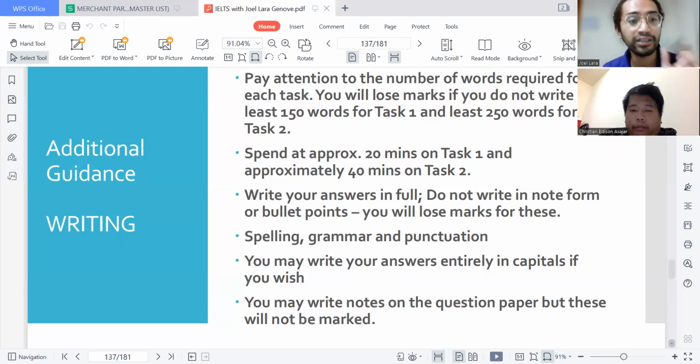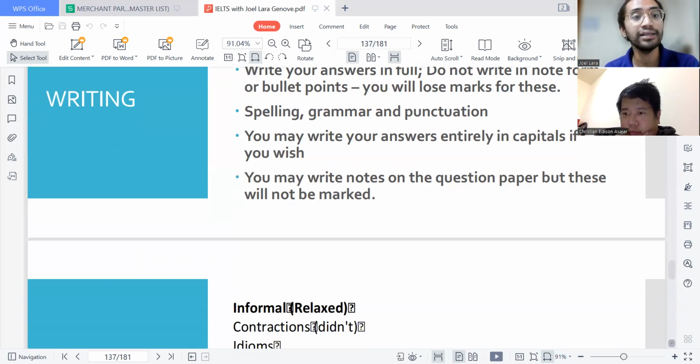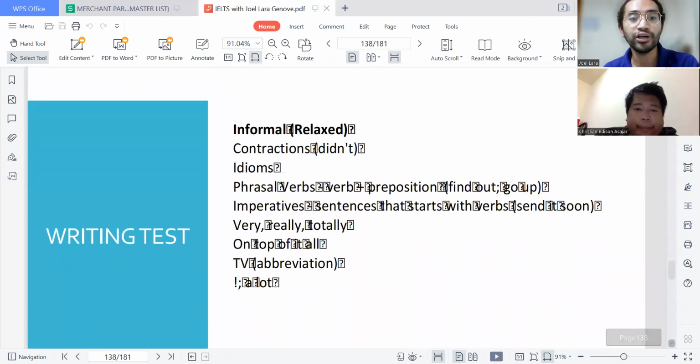Write your answers in full. Do not write in note form or bullet points. It should be like an essay, in paragraph form. Spelling, grammar, and punctuation are important. You may write your answers entirely. It depends. If you're taking the computer exam, I would highly suggest doing it on the computer.